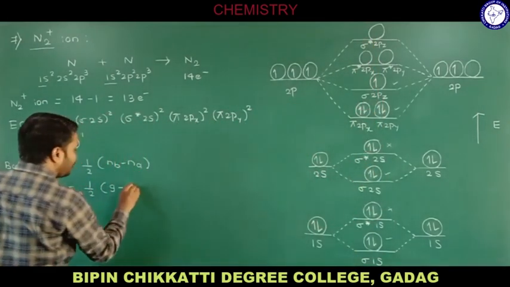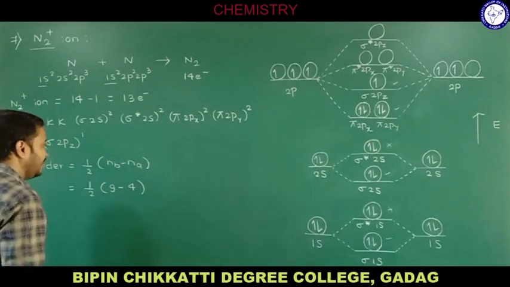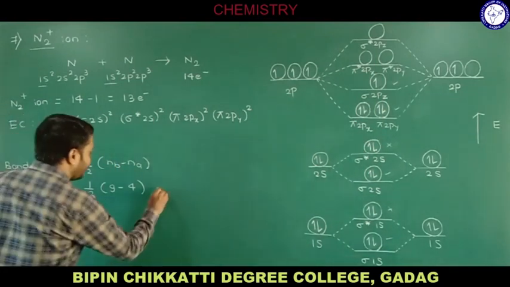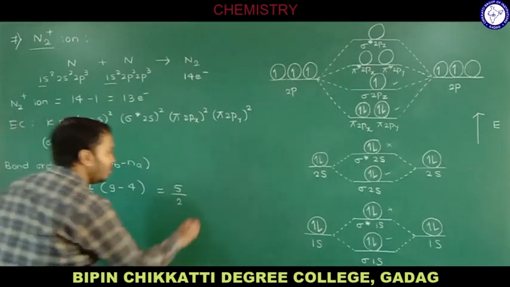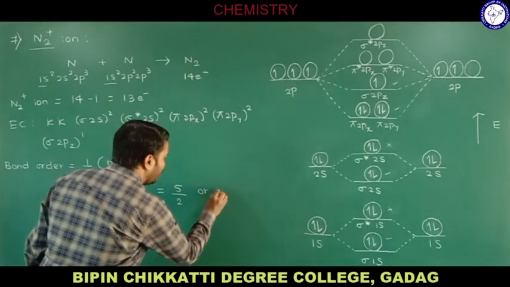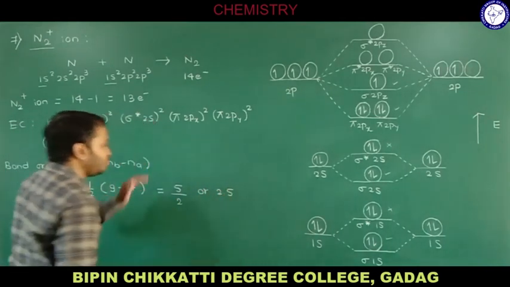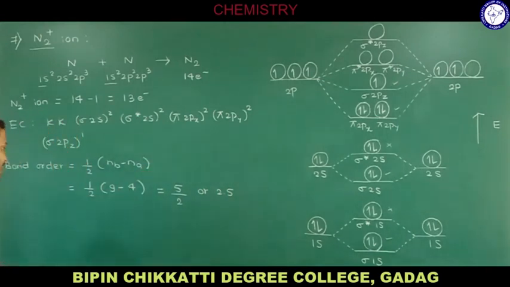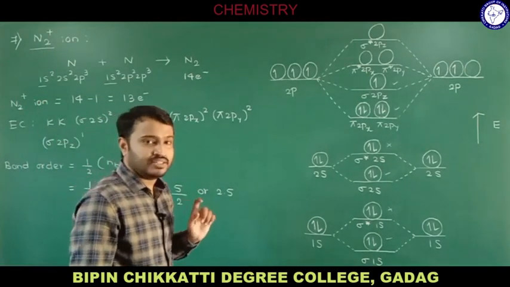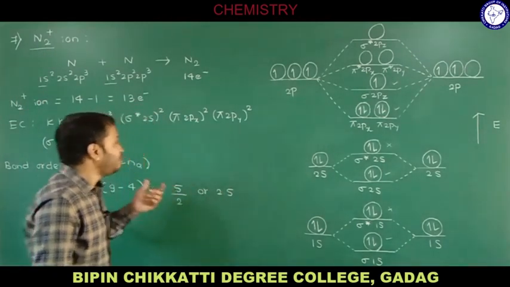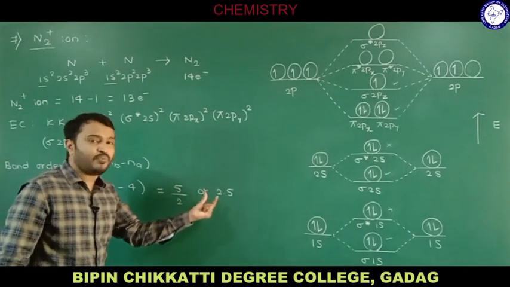So now I am going to write what actually the 4 here, and if you simplify this, what we are going to get here is 5 by 2, or you can write it in the form of 2.5 also, 5 by 2 or 2.5. That is the bond order. Actually the bond order in a nitrogen molecule is 3, isn't it? N2 is 3, whereas N2 plus is 2.5.